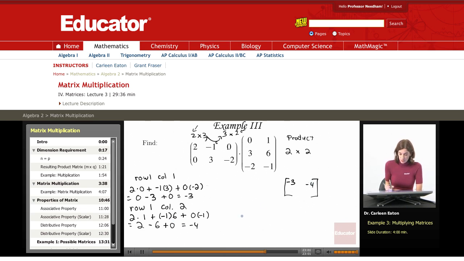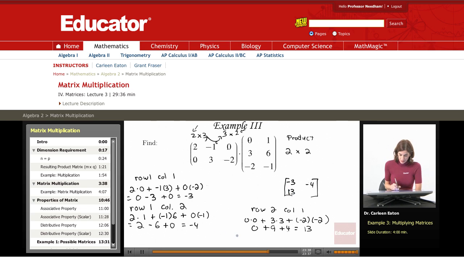Okay, moving on to the second row. The first thing I need to find is row 2, column 1. Row 2 here, column 1 here. 0 times 0 plus 3 times 3 plus -2 times -2. Okay, that's going to be 0 plus 9, and then -2 times -2 is +4, so plus 4. 9 plus 4 is 13. So row 2, column 1 gives me 13.